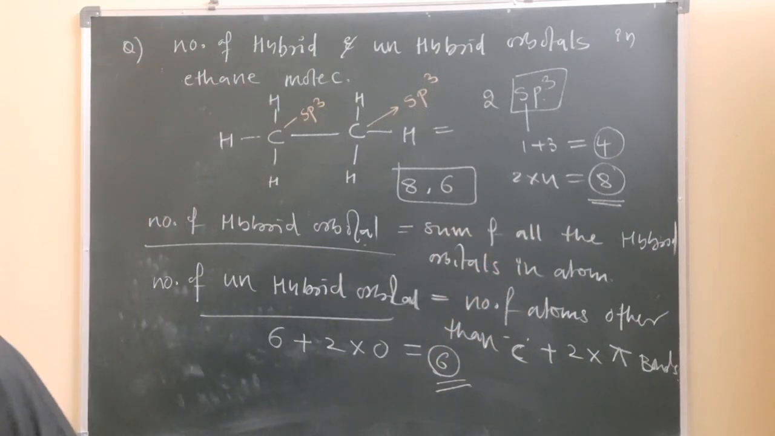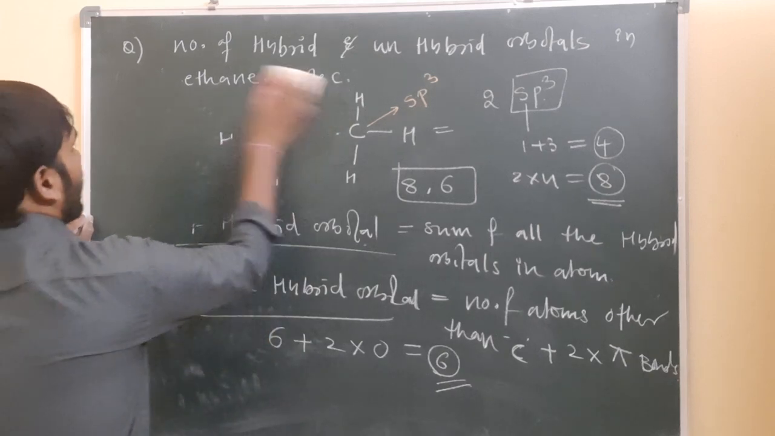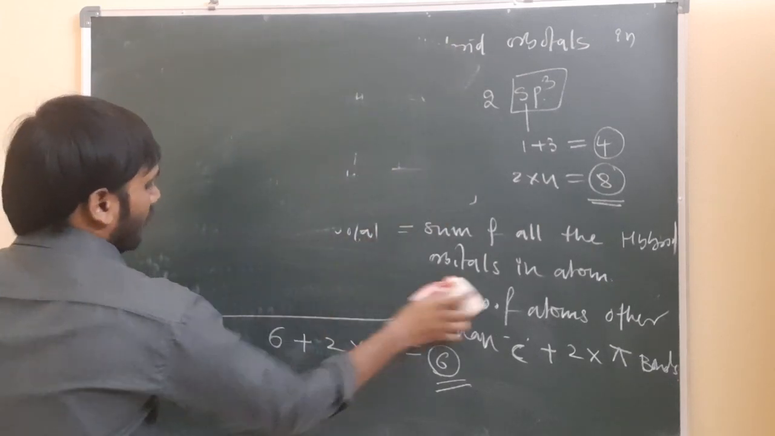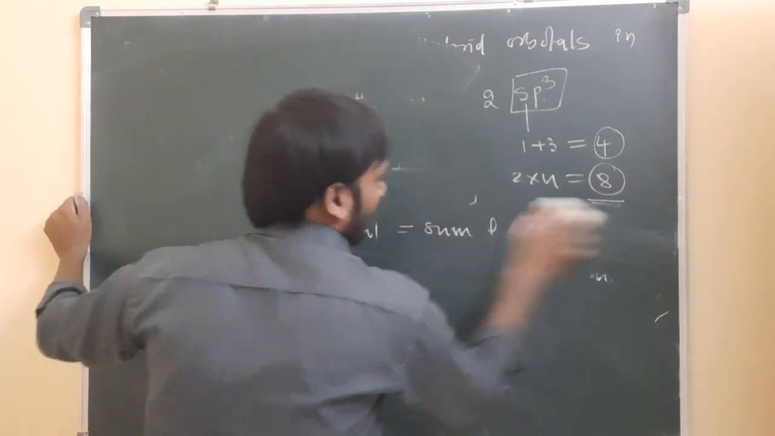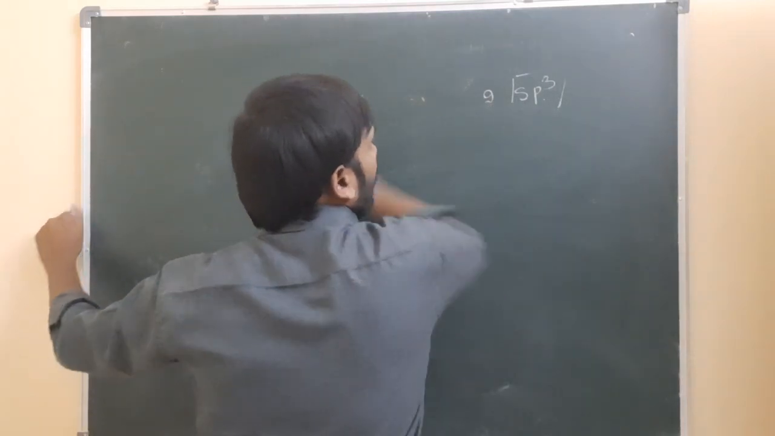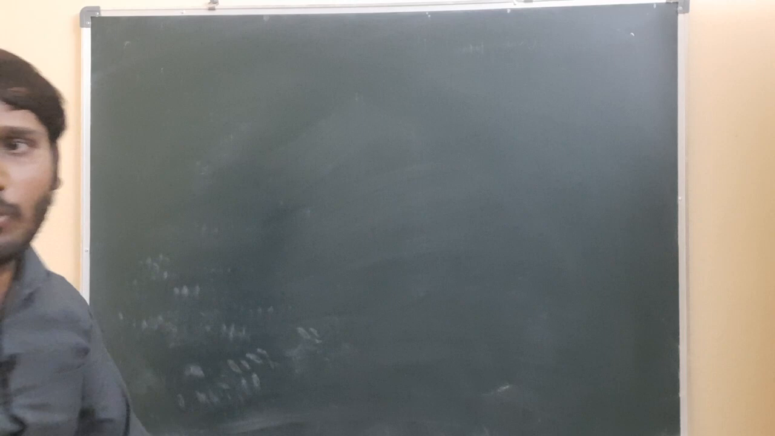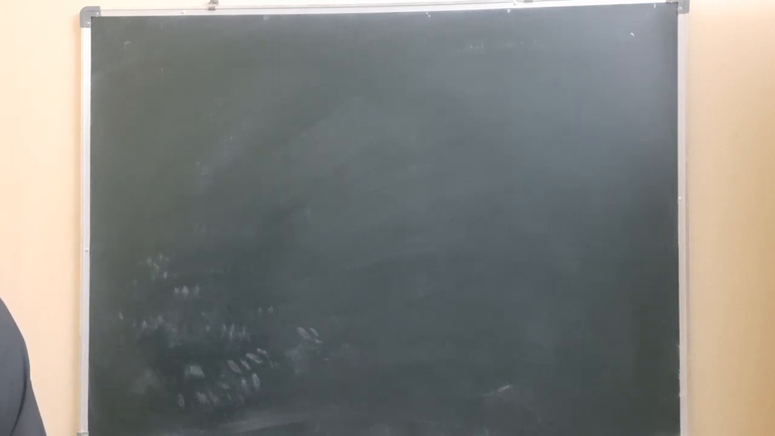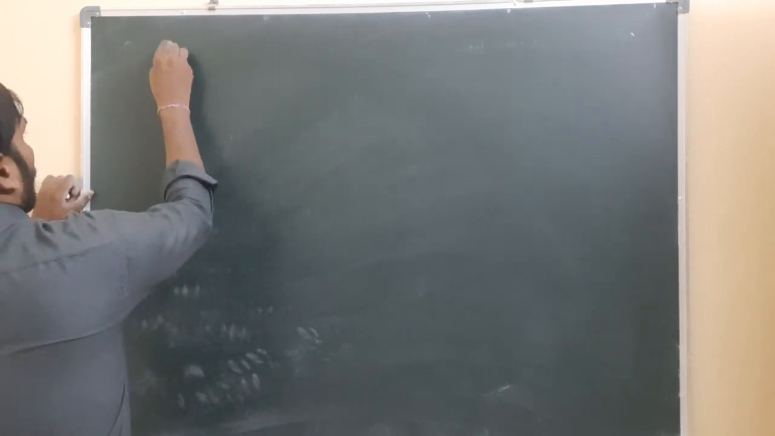Clear? So next question. Copy this one. Very important. Next one, hybridization of different molecules. How can you identify the hybridization? We already gave one formula, but you have to do more questions to understand. Hybridization of atomic orbitals of nitrogen.